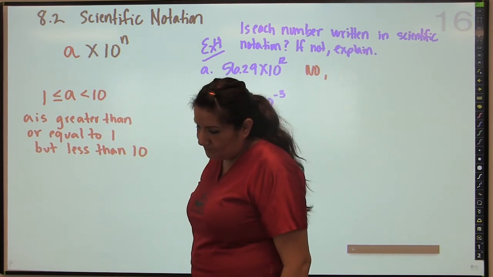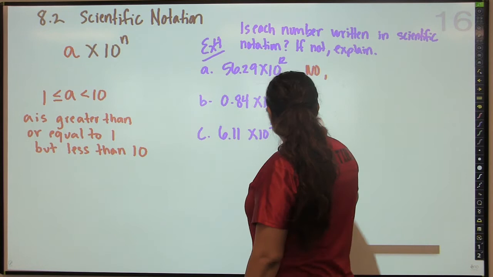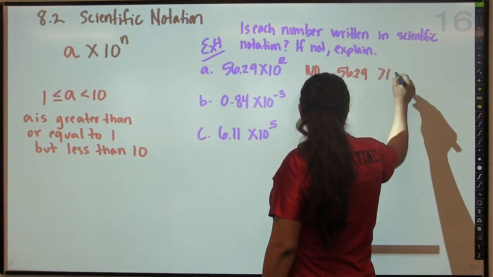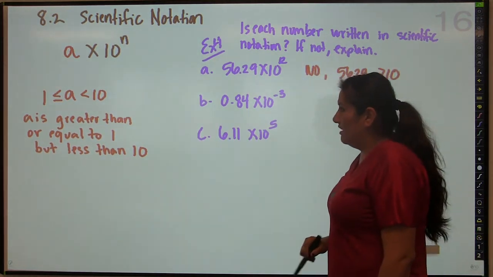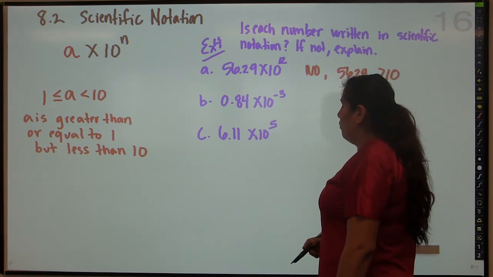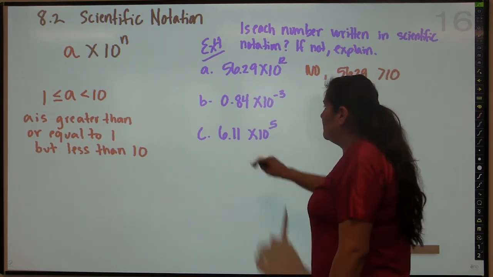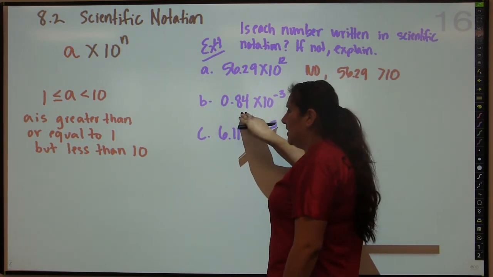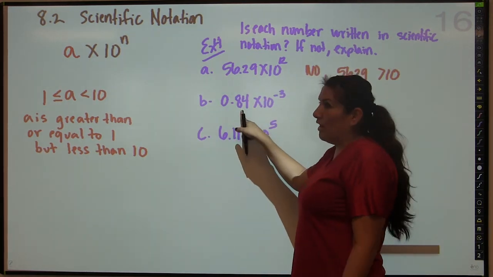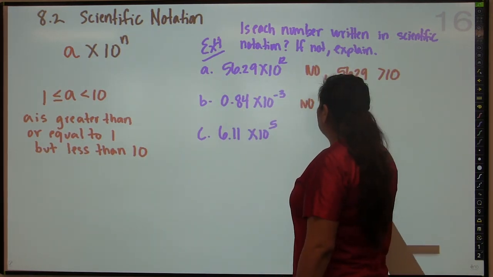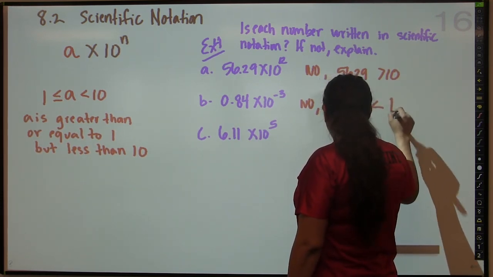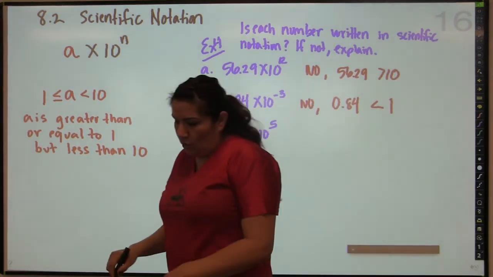Okay? So we're going to put here no. 56.29 is bigger than 10. And it's supposed to be less than 10. Okay, what about part B? Part B says 0.84 times 10 to the negative 3. Well, this number in front of the times 10 is supposed to be greater than or equal to 1. Is 0.84 greater than 1? No. So the answer here again is no, because this time 0.84 is less than 1. And it's supposed to be greater than or equal to 1.